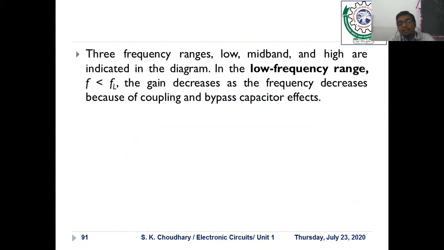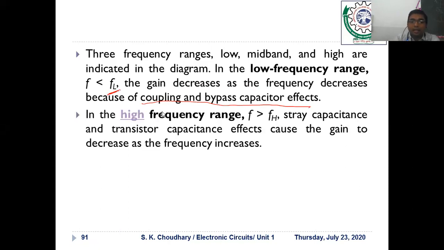In the low frequency range, your applied frequency to the amplifier is lower than FL, the lower cutoff frequency. The gain decreases as the frequency decreases because of the coupling and bypass capacitors. So if your frequency is in the low frequency range, meaning less than FL, your gain would start to decrease, and this happens because of the coupling capacitor and bypass capacitor connected in the circuit.